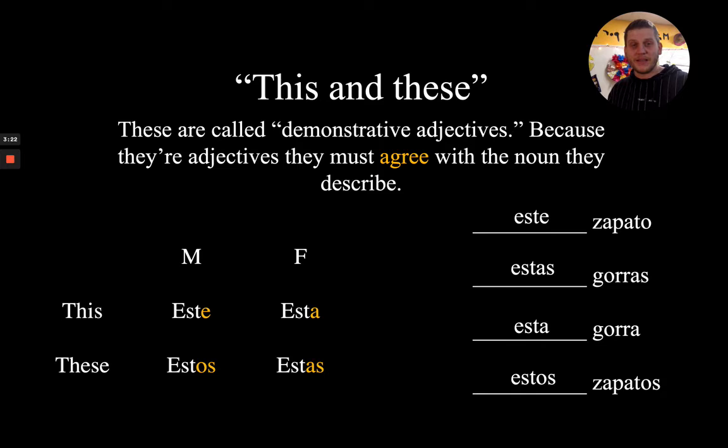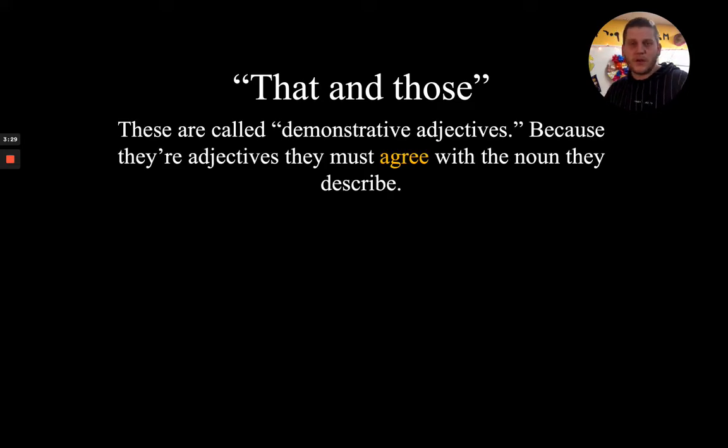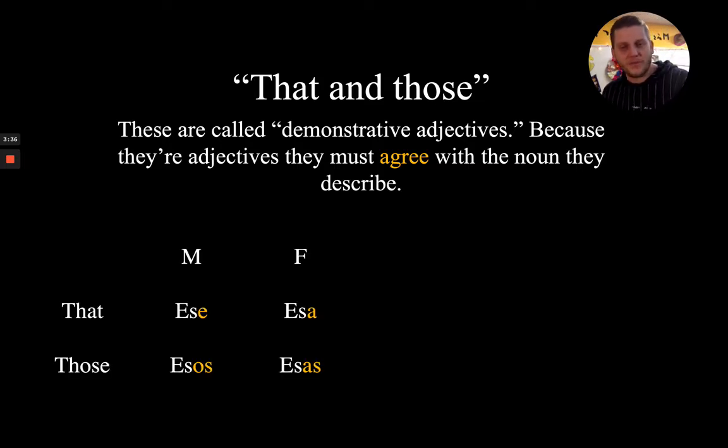Here we have this and these. Let's try that and those now. You ready? So that and those. Again, we've got the same comment. These are adjectives, so we've got to watch their agreement. Here we have them. That and those. Ese and esa. Once again, that oddity of the E being our masculine form. Ese, that, esa, that, esos, those, and esas, feminine for those.